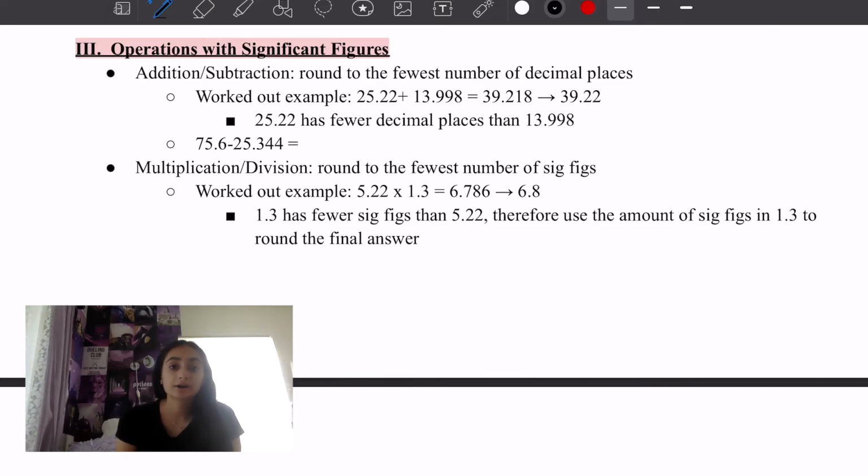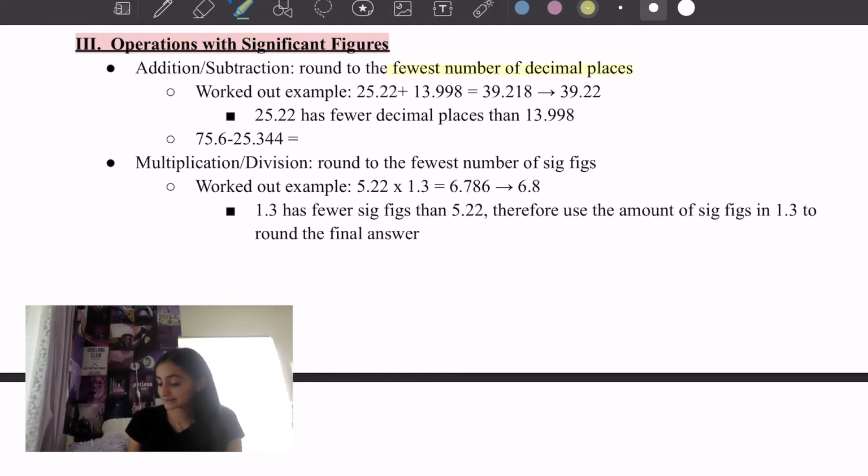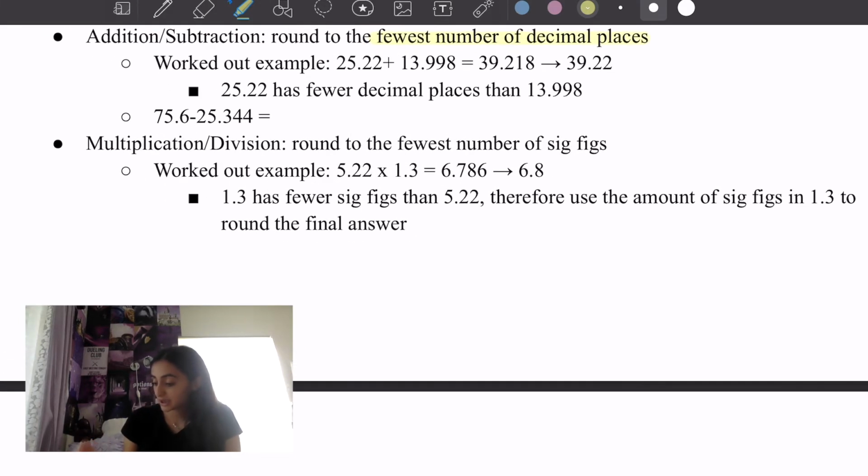And this is the heart of how you will know whether to write 3.1, 3.10, 3.100, because the given numbers that you have in the beginning of the problem will impact how many significant figures your final answer has. So we are going to start with addition and subtraction, and with addition and subtraction, you round to the fewest number of decimal places.